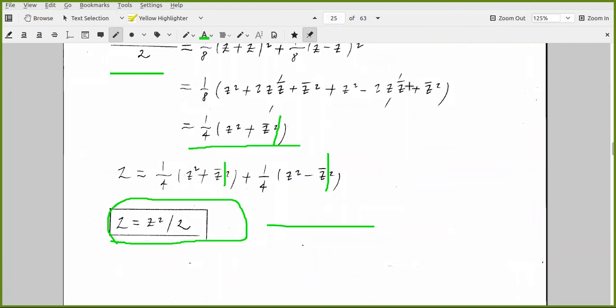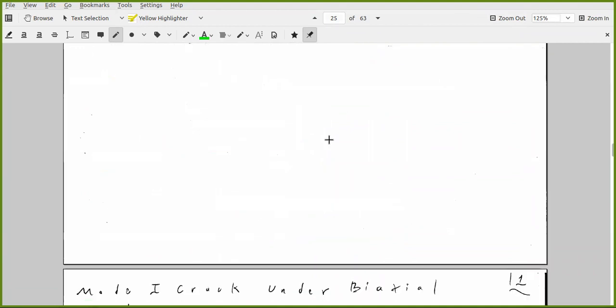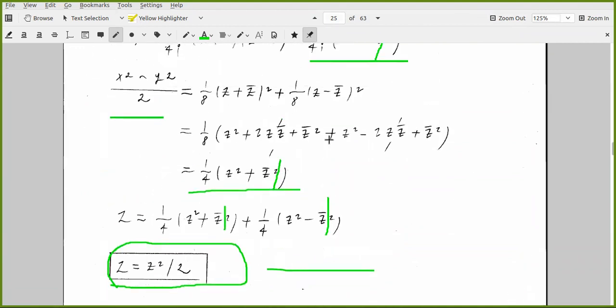Any questions or comments about this example? Now we will apply these properties of the complex function in the solution of system problems and particular crack problems. And I'm going to talk about this in the next lecture.